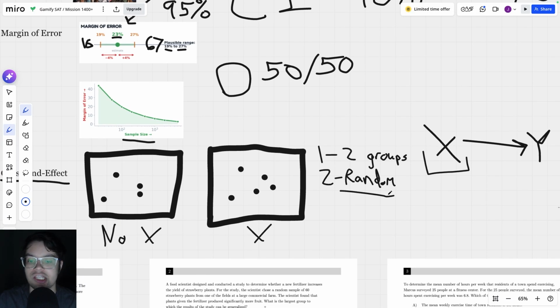And you can probably see why this would have to be the case. Because what if you just gave all the people with the X, what if you just chose people who were already improving from the condition? What if you chose people who are already getting better? That's obviously pretty biased because now you're taking people who already were getting better and just giving them X.